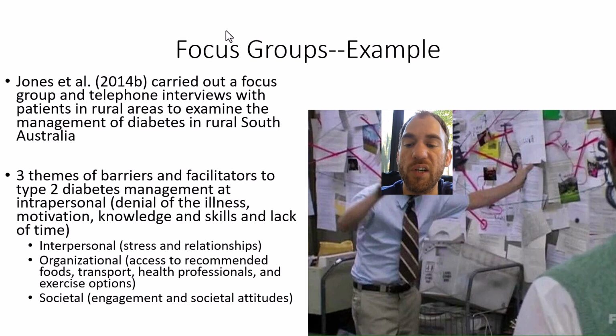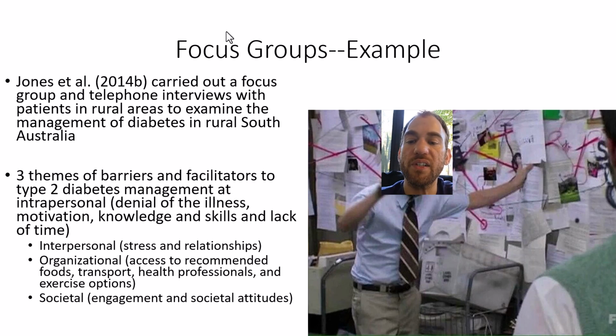So, for example, Jones et al., in 2014, carried out a focus group and telephone interviews with patients in rural areas to examine the management of diabetes in rural South Australia. Three themes of barriers and facilitators to type 2 diabetes management emerged at an interpersonal level, that is, denial of illness, motivation, knowledge and skills, and lack of time. There were interpersonal barriers, which include stress in relationships, organizational barriers, such as access to recommended foods, transport, health professionals, and exercise options, and societal barriers, which include engagement in societal attitudes.